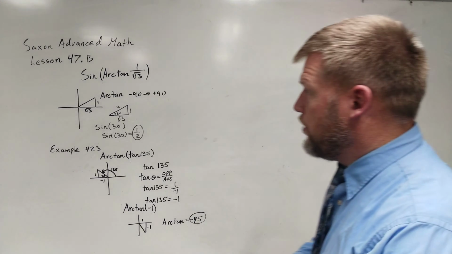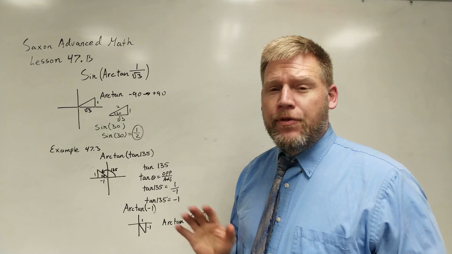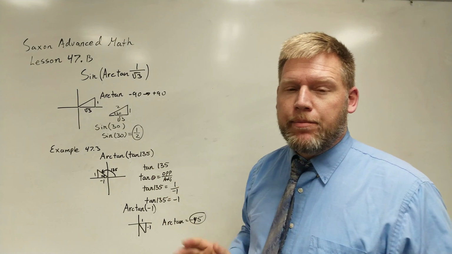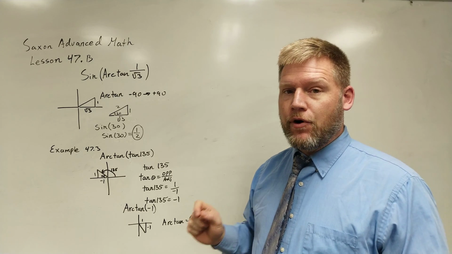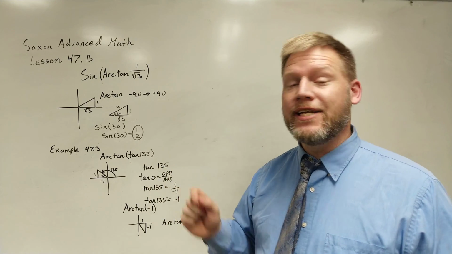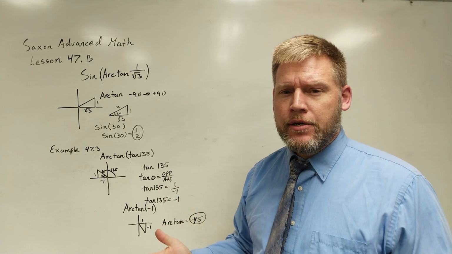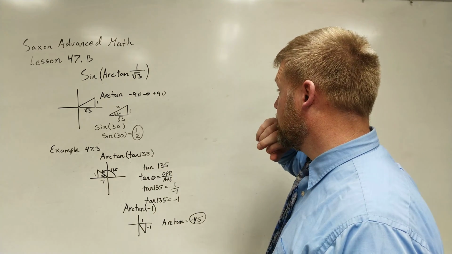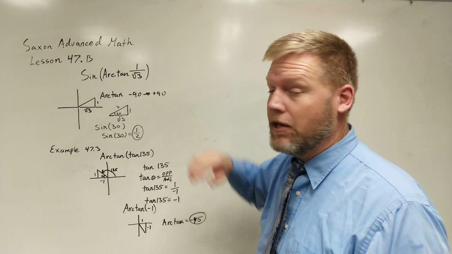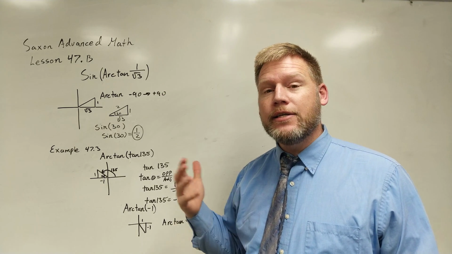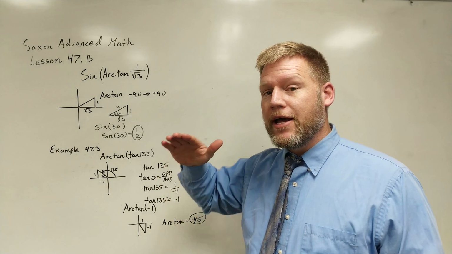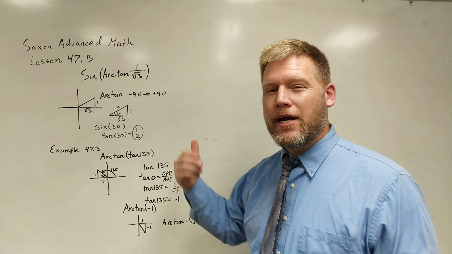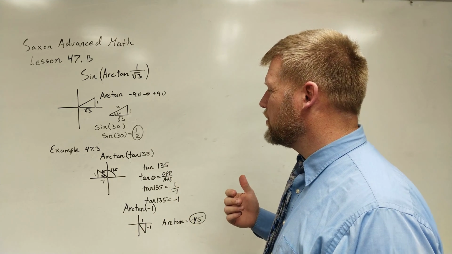47.b is talking about the arctan. And a couple of things we have to remember about arctan before we can start this lesson. First of all, the arc means the angle whose tangent is, in this case. But there are some limitations on arctan angles, and that is it's going to have to be from -90 all the way up to 90 degrees. That's the range that it's allowed.